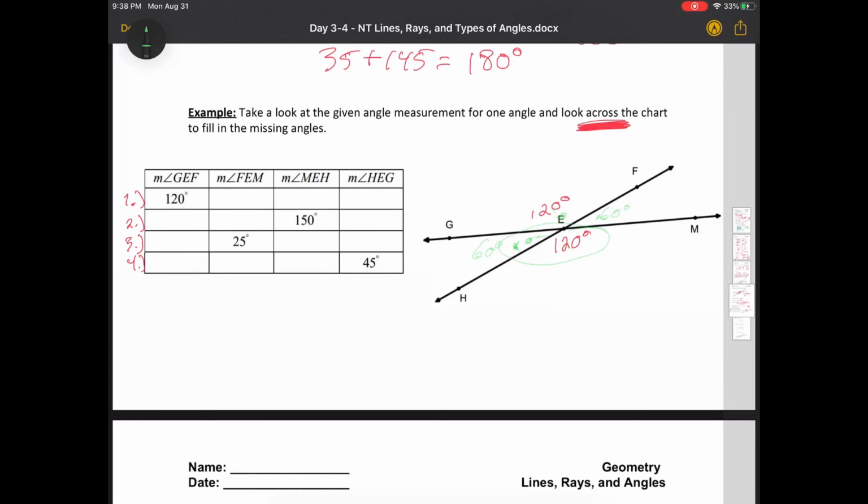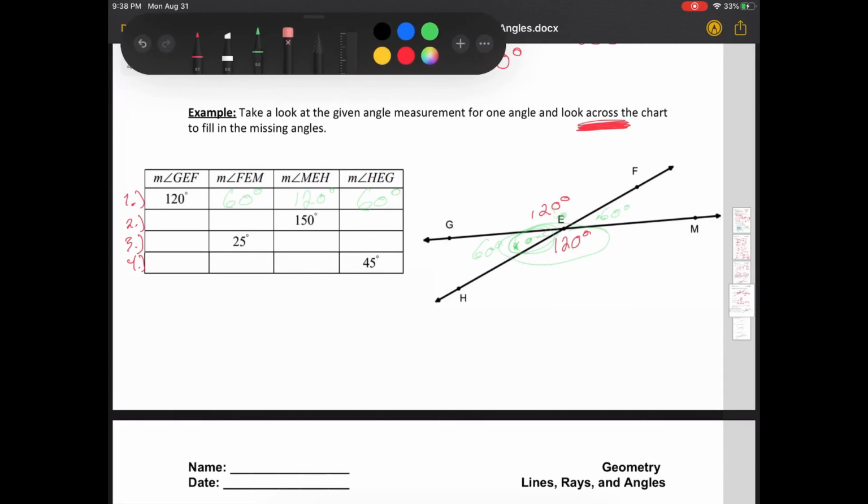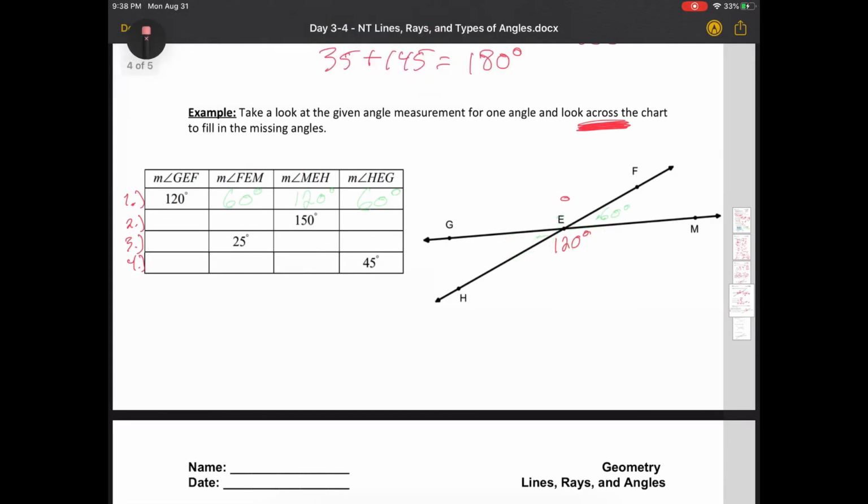So if we had to fill that in, we would say that angle HEG, so this angle here, we just solved, is 60. Angle FEM was also 60. And then angle MEH was 120. So we repeat the same process for all of these. Now we're just given different numbers.